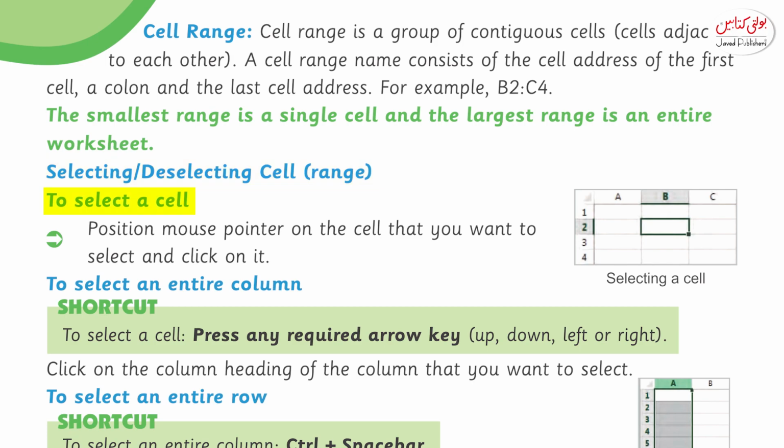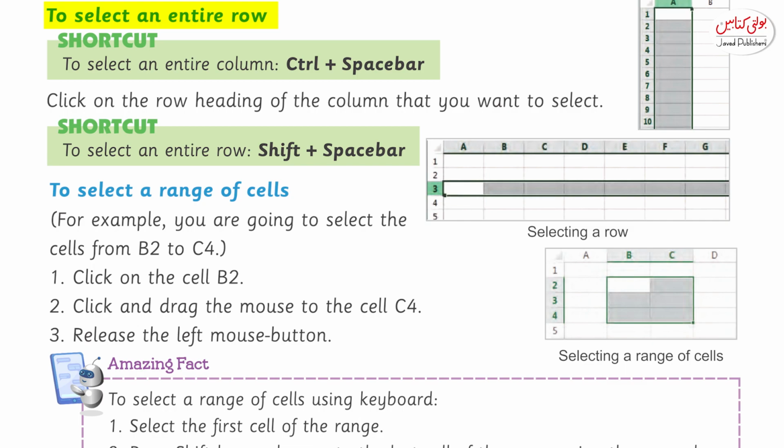To select a cell, position mouse pointer on the cell that you want to select and click on it. To select an entire column, click on the column heading of the column that you want to select. And the shortcut key to select a cell is press any required arrow key that can be up, down, left or right. To select an entire row, press Shift plus space bar. And to select an entire column, press Ctrl plus space bar.